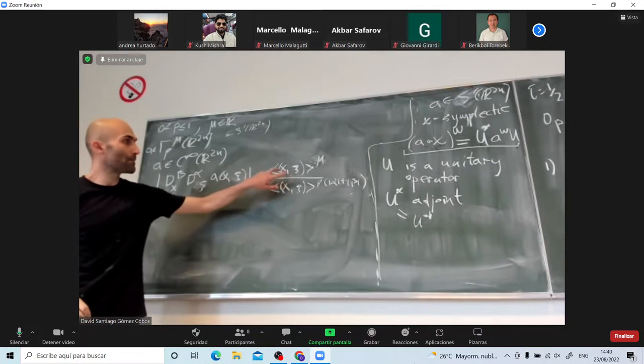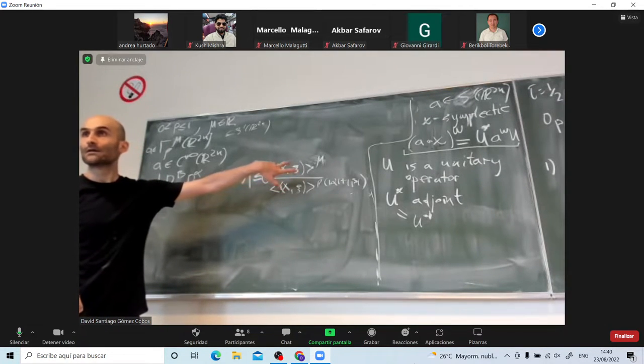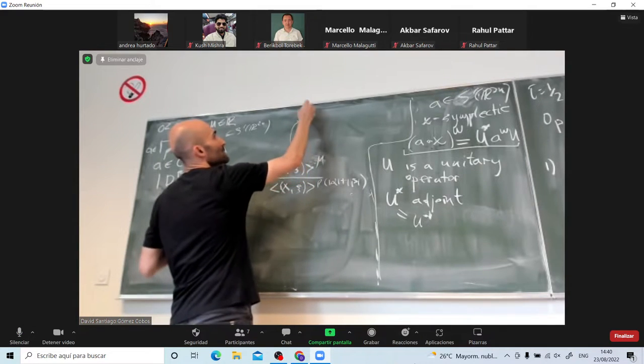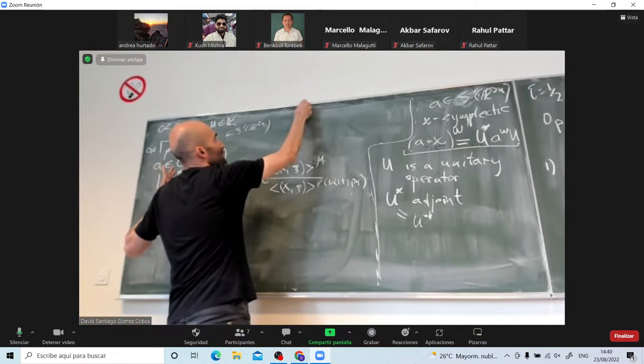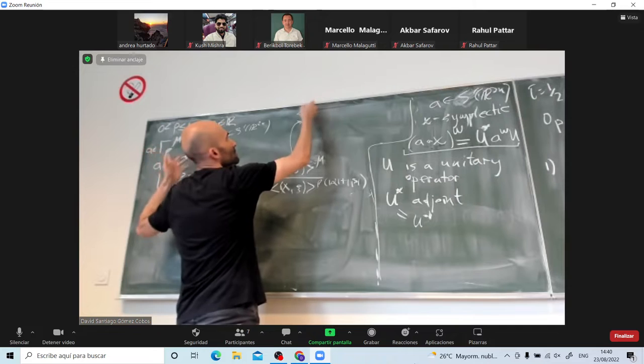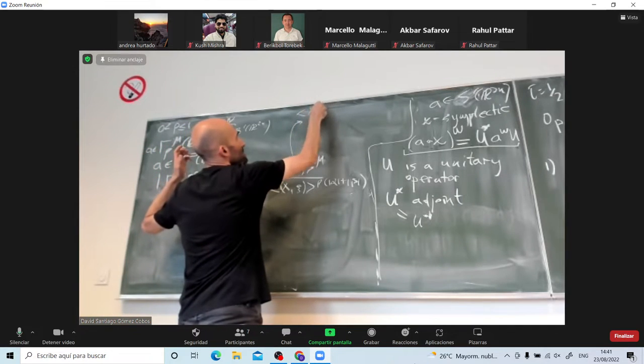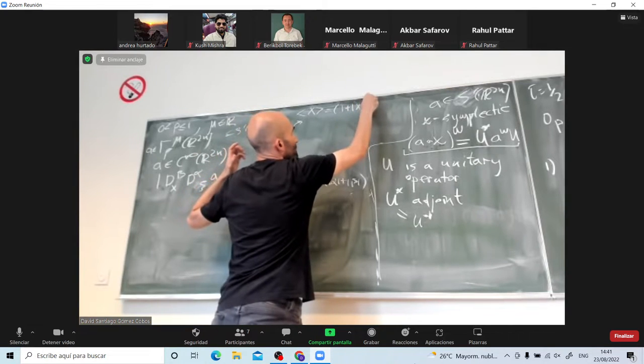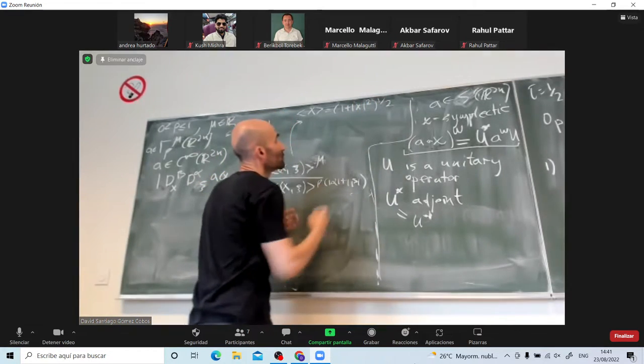Just quickly, the bracket that I'm using here is usually referred to as the Japanese bracket. You probably all know it, but let me be consistent and write it. For any x, this is 1 plus x squared, to the power 1/2.